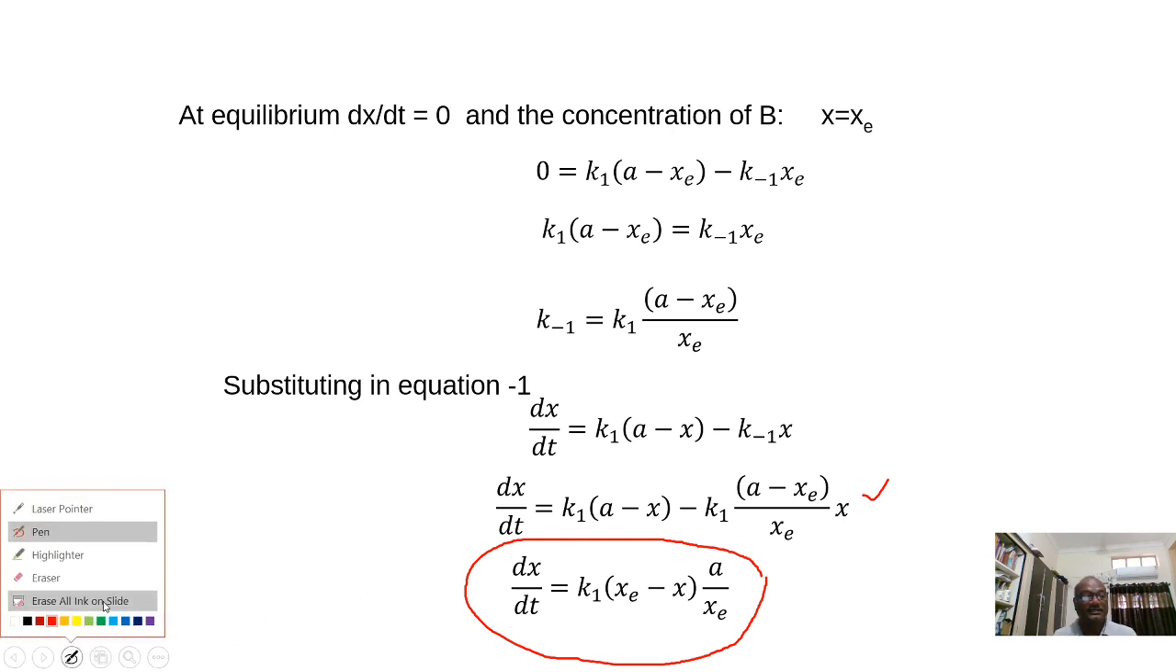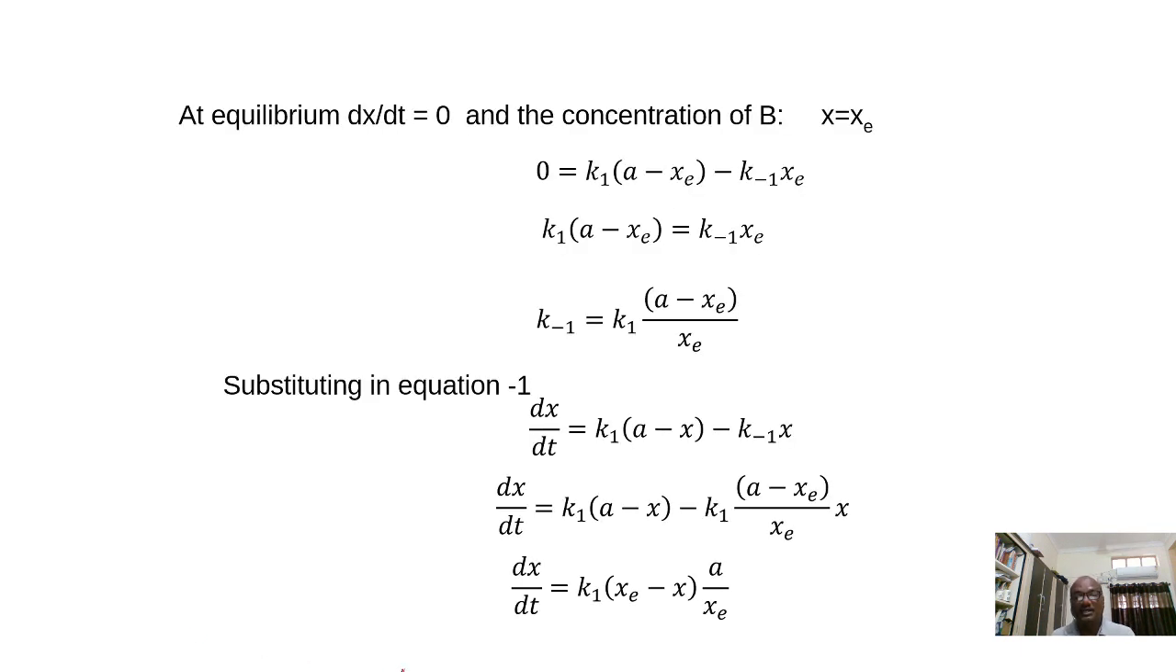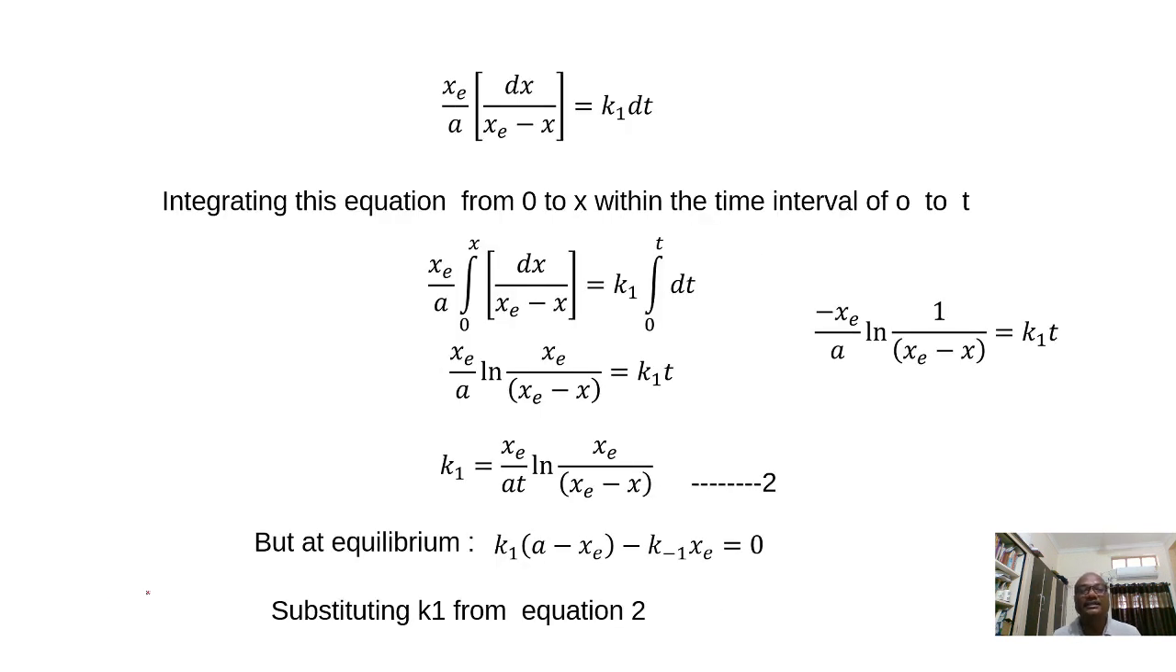Next, the further process: Xe by A into dx by (Xe minus X) is equal to K1 into dt. Here you are shifting the concentration terms towards one side, the LHS, and time, dt, towards the other side, the RHS. It is just rearrangement. Rearranging, you get Xe by A into dx by (Xe minus X) is equal to K1 into dt.